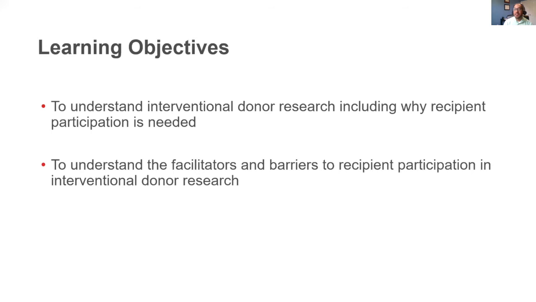So, learning objectives for today. By the end of this talk, I hope everybody comes away with a solid understanding of interventional donor research and also why recipients are needed to actually conduct this type of work. And I'm going to hopefully get across the facilitators and the barriers of recipients taking part in this research.